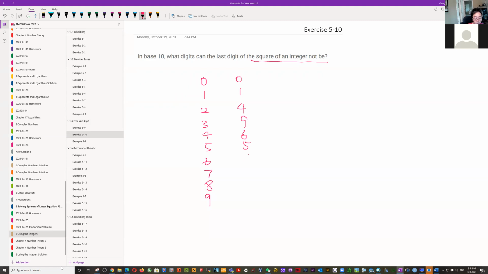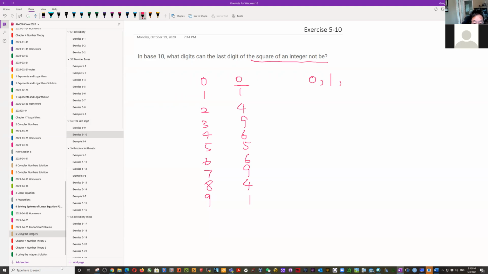6 squared equals 36, so 6. 7 squared equals 49, so that's 9. 8 squared equals 64, I write down 4. 9 squared equals 81, I write down 1. So basically, you will see that 0 is a possible outcome.